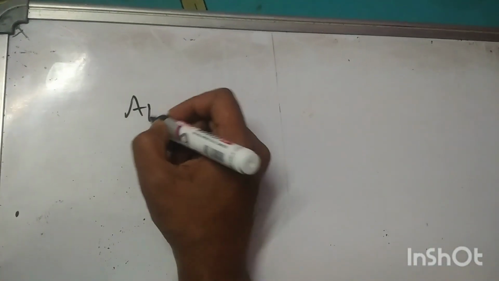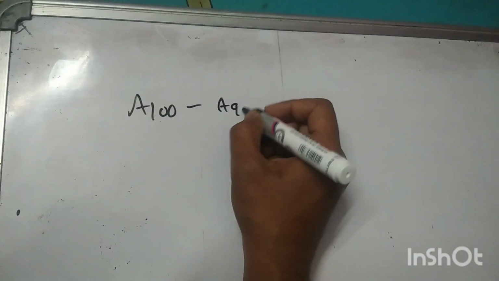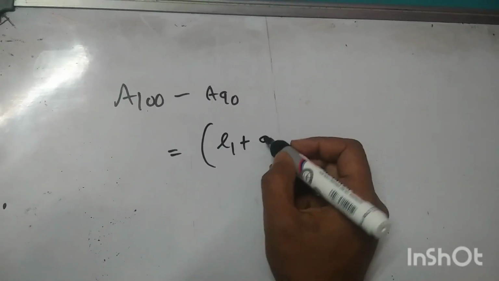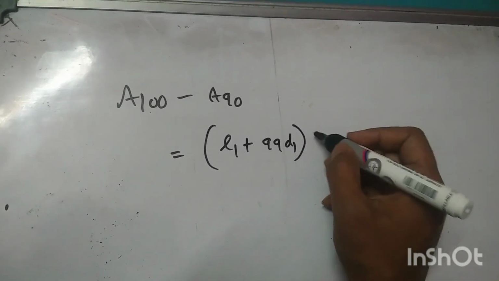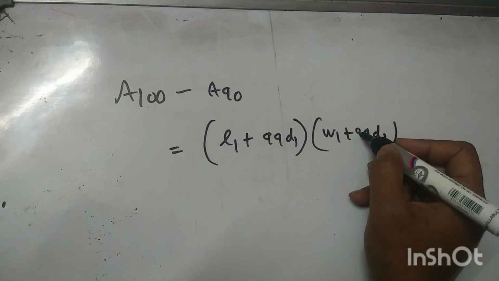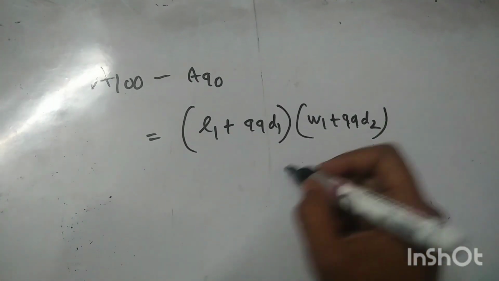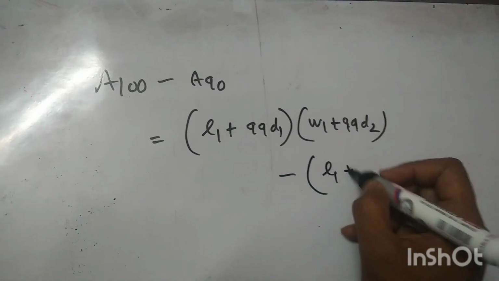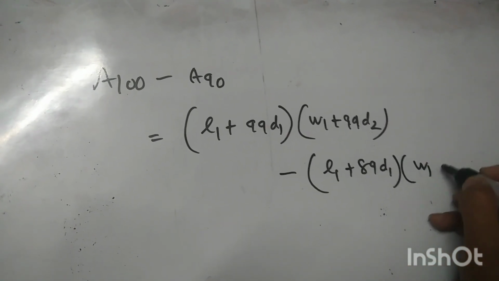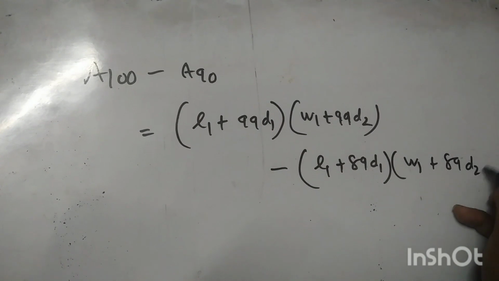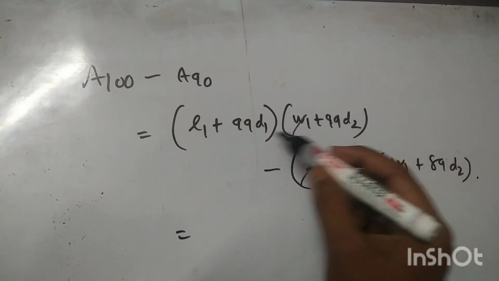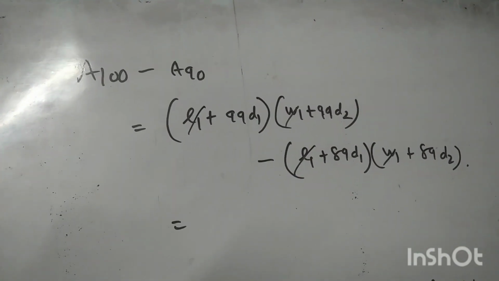So we need A100 minus A90, which is L1 plus 99 D1 into W1 plus 99 D2, alright, minus L1 plus 89 D1 into W1 plus 89 D2. Now again L1 W1 gets cancelled out, simple to observe.